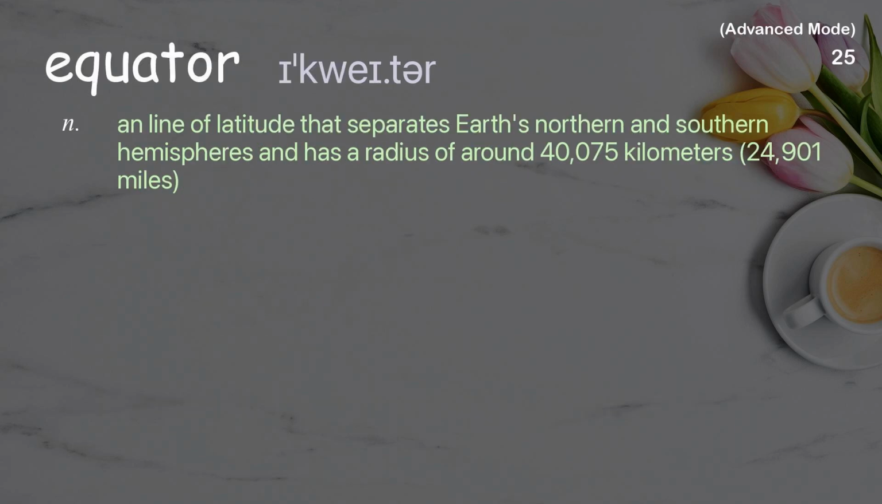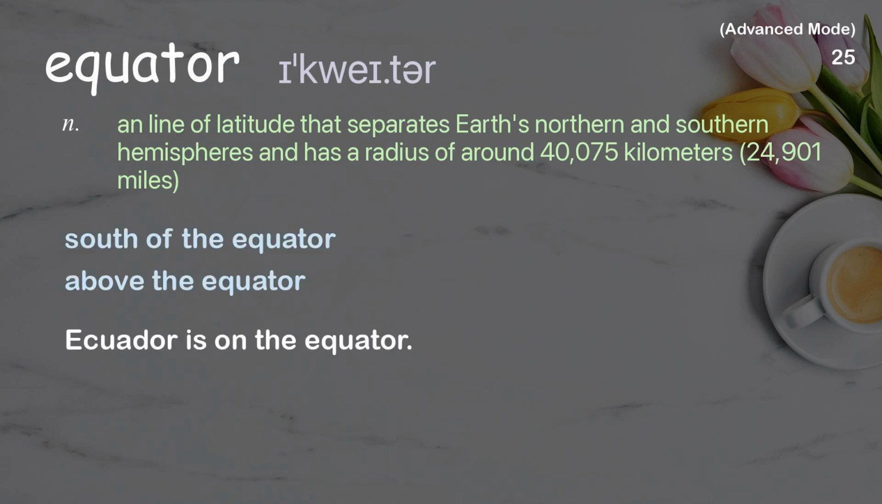Equator. A line of latitude that separates Earth's northern and southern hemispheres and has a radius of around 40,075 kilometers, 24,901 miles. Examples: south of the equator, above the equator. Ecuador is on the equator.